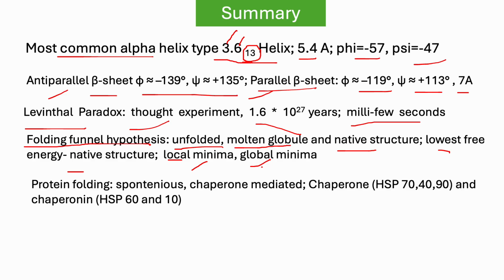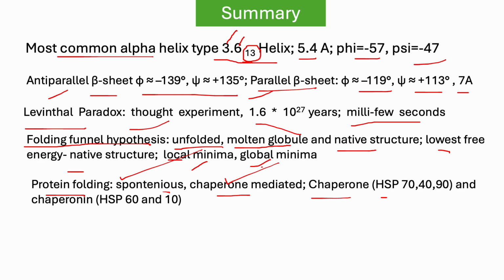And what about protein folding? Protein folding can occur in two ways, spontaneously or chaperone-mediated. And how does it occur spontaneously? As we know, proteins have a lot of covalent and non-covalent bonds, so they help to fold spontaneously, naturally, without any help of chaperone. And also chaperones can help to fold the protein correctly. Chaperones have 2 types, chaperone and chaperonin. They both help to mediate protein folding.